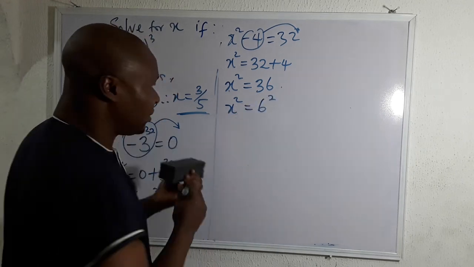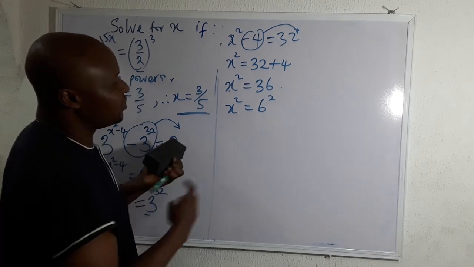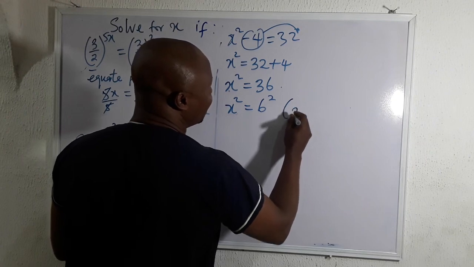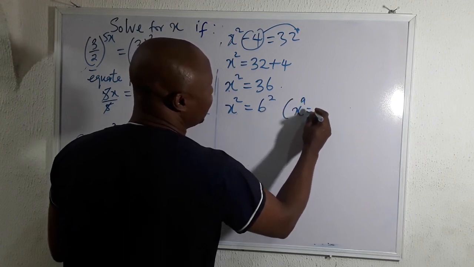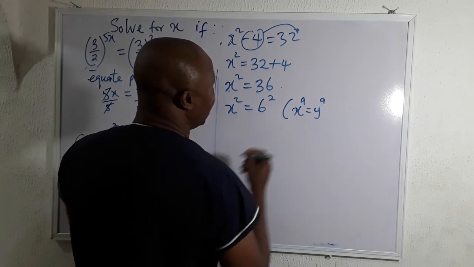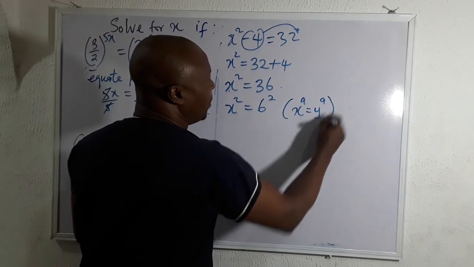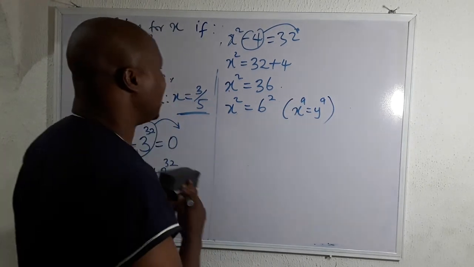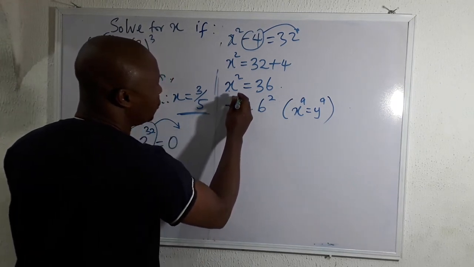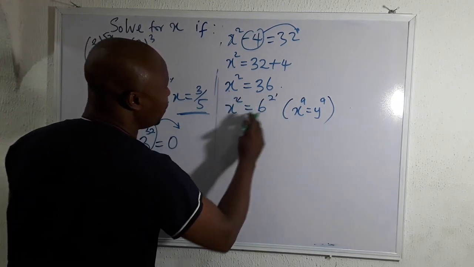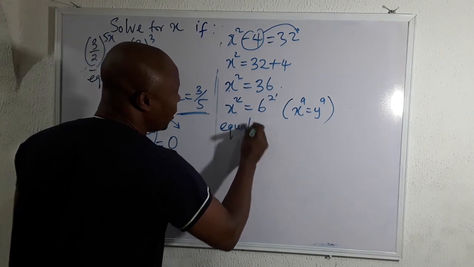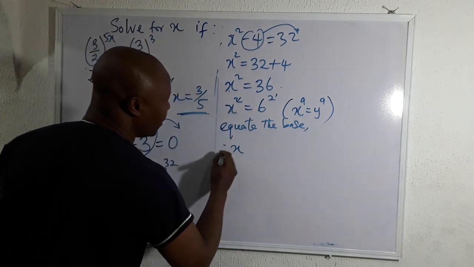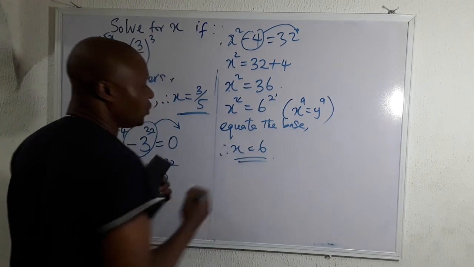So we can see now that in this case again, we have the reverse. So we are going to apply the law of indices that says that if we have, for instance, x raised to power a is equal to y raised to power a, the powers are the same. When the powers are the same, what we need to do is to equate the bases. Now, the powers are the same, 2 and 2, so what we need to do is to equate the bases. So that will give us x, therefore x is equal to 6. So that's pretty much on this one.